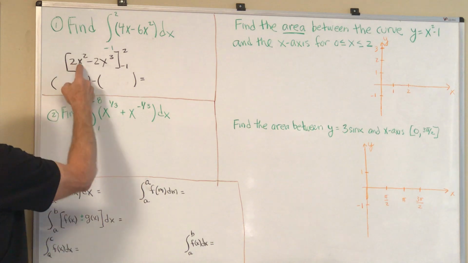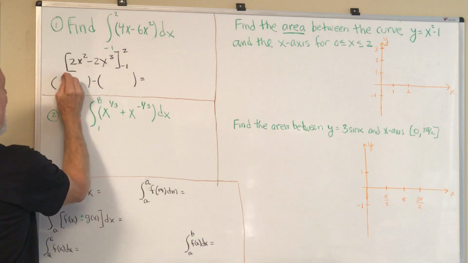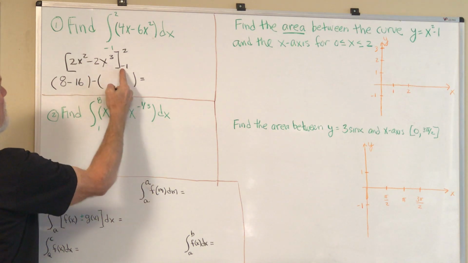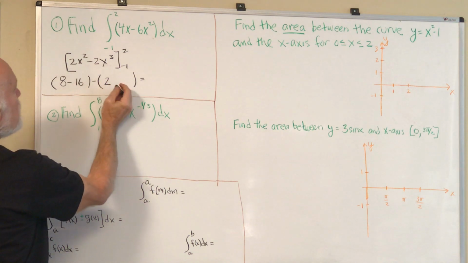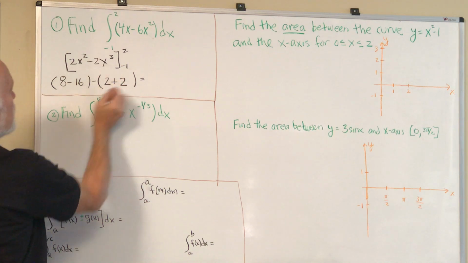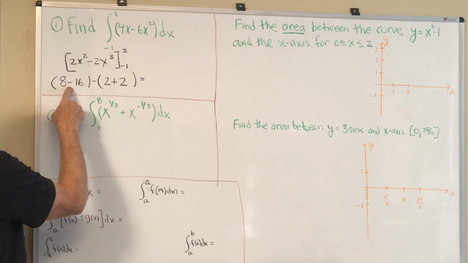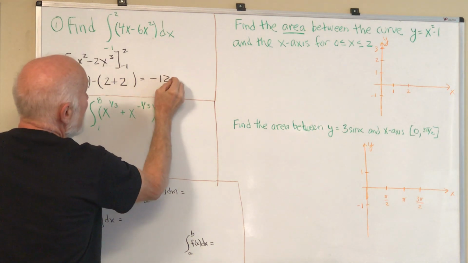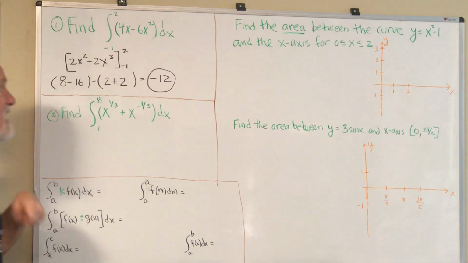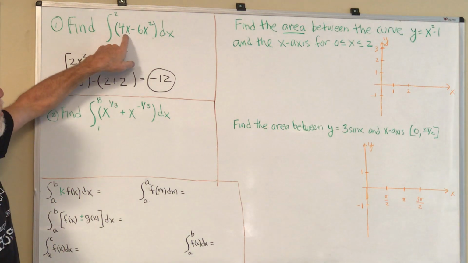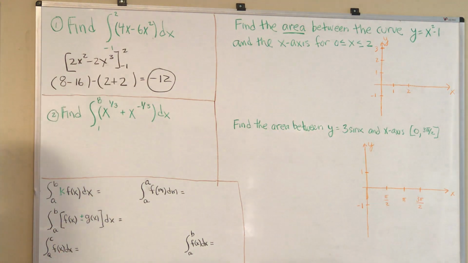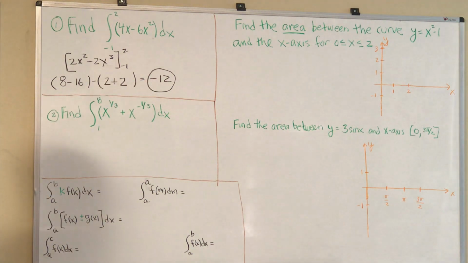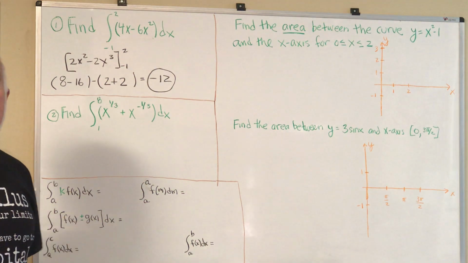And that's going to be our answer. So if I plug 2 into this, I get 8 minus 16, and if I plug -1, I get 2 plus 2. So altogether I get -8 minus 4, or -12. That's the signed area. There must have been more below the x-axis than above the x-axis, and that's okay. That negative is going to mean something when we actually get into word problems.